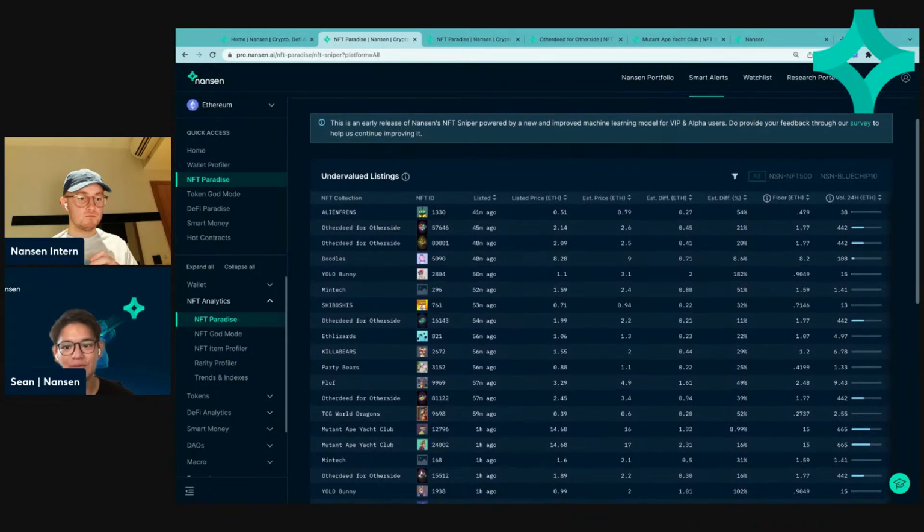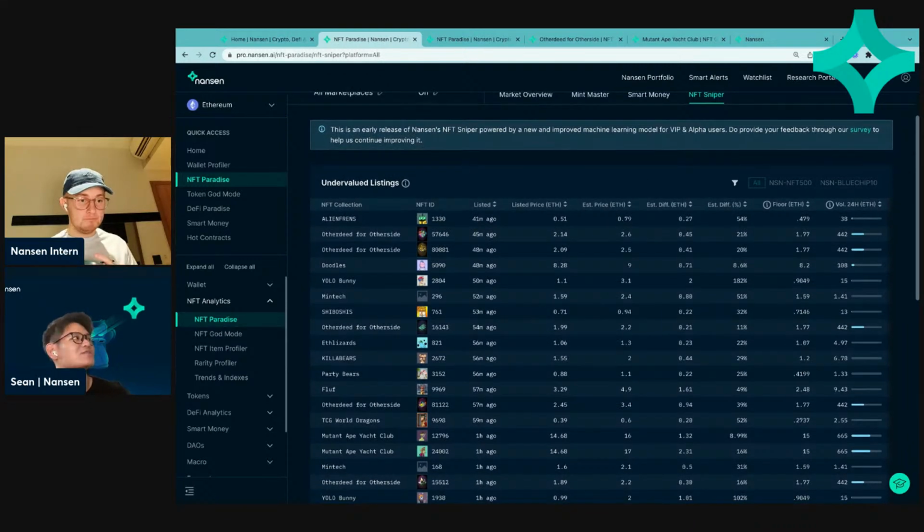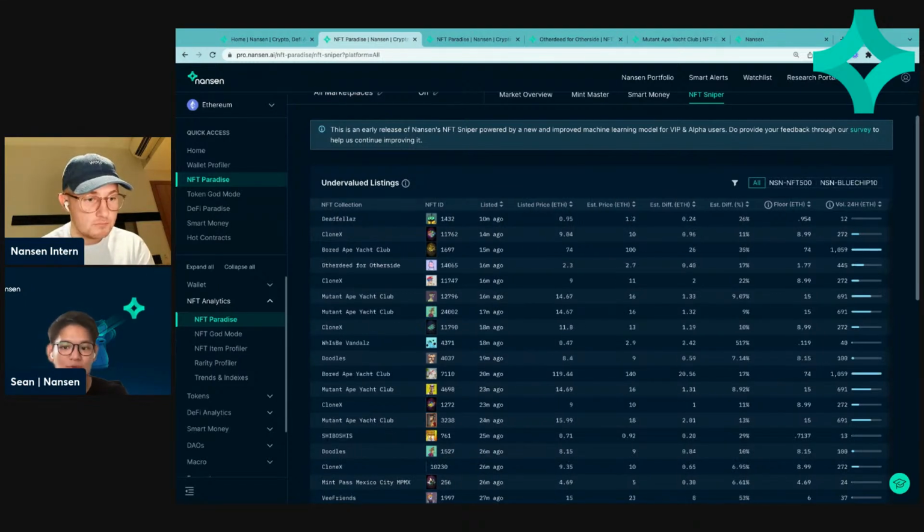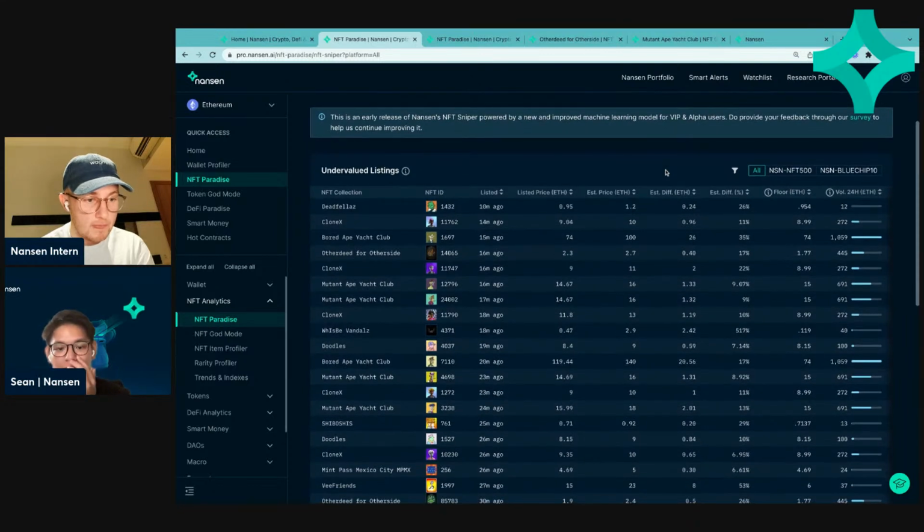So NFT Sniper was created, or sort of backed, by a price estimator machine learning model, which learns across the trading collection, the buy-sell behavior across multiple collections. And as long as a collection has a sufficient amount of sales, and its trades are properly collected on Nansen, we are able to make predictions on its estimated price.